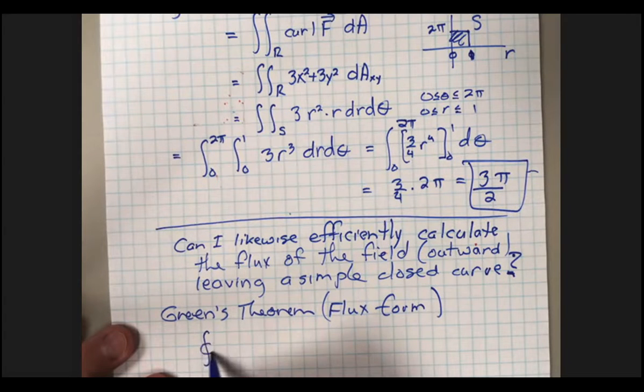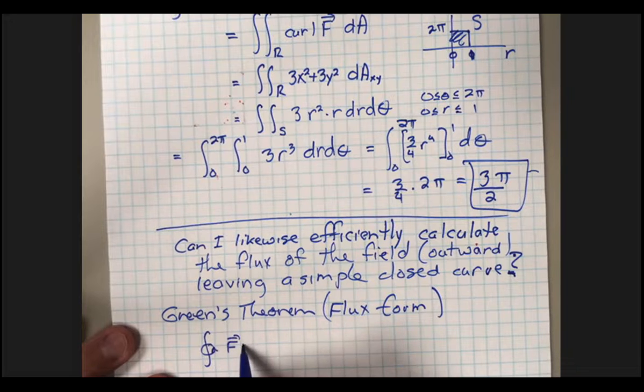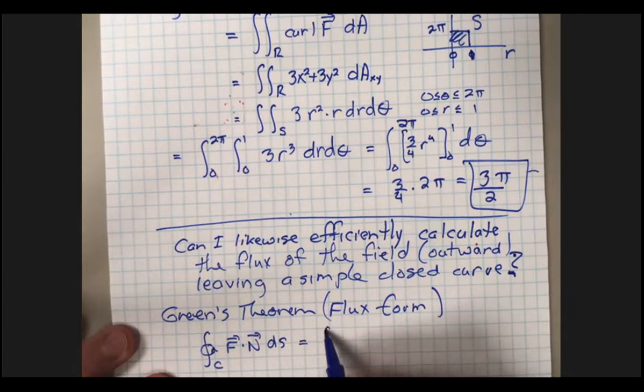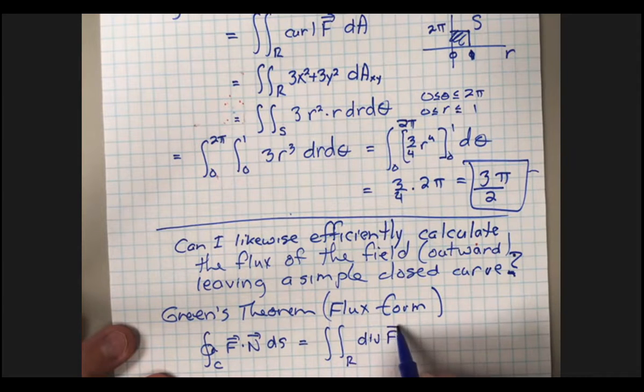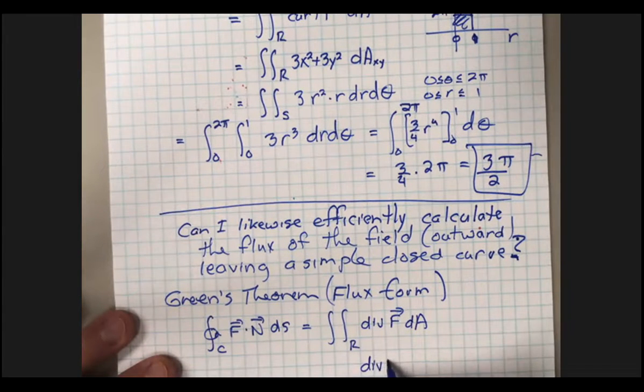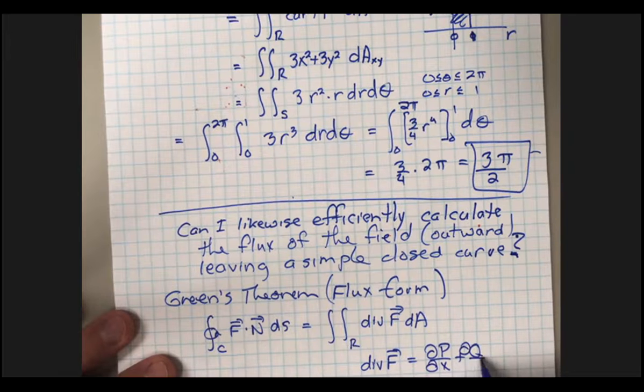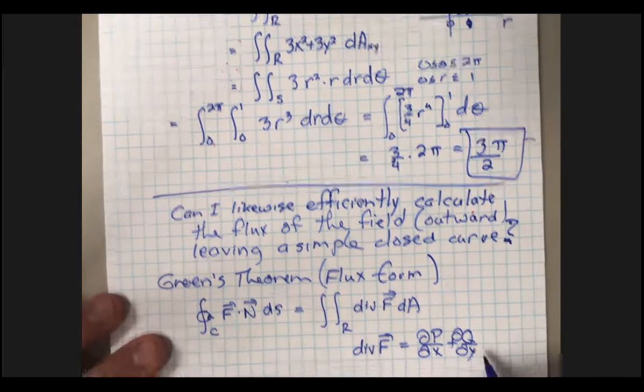But the short version is, if you want to calculate the flux of a field across the simple closed curve, you could parameterize the curve and insert it into the flux integral, or you can simply calculate the contribution of the divergence to the region enclosed by the simple closed curve. And the divergence of F is referred to as partial P partial X plus partial Q partial Y. That's the twisting and rearranging of the partials.